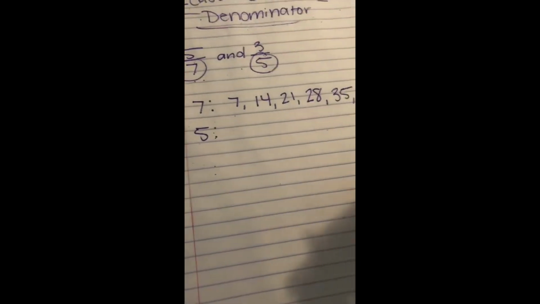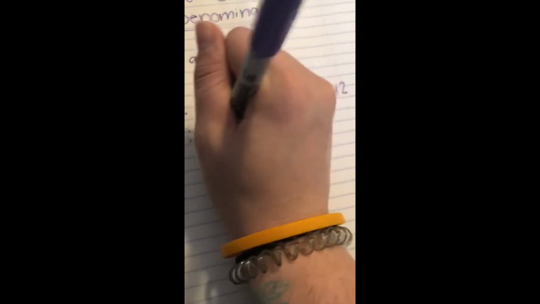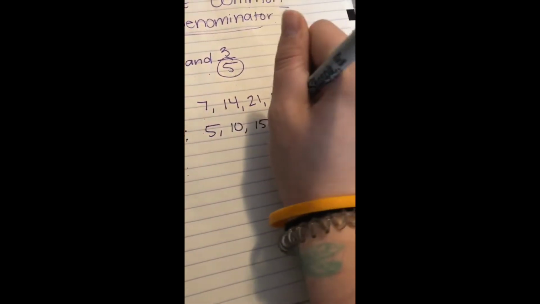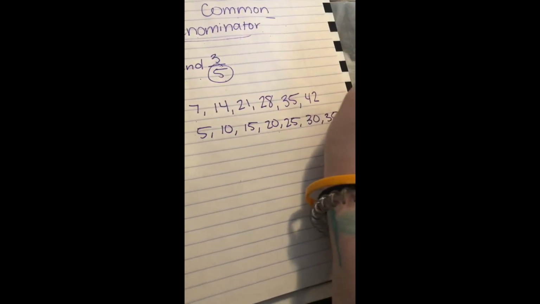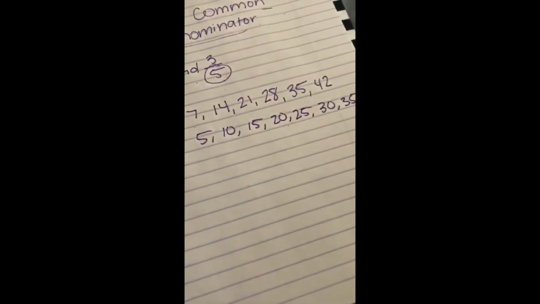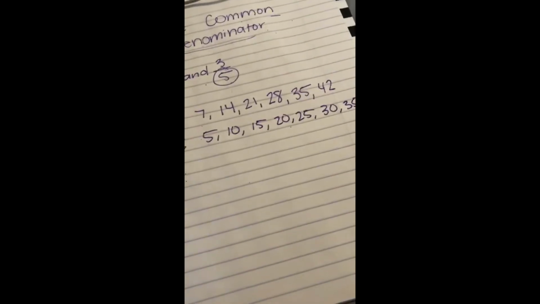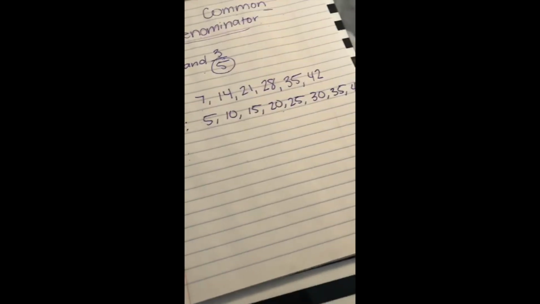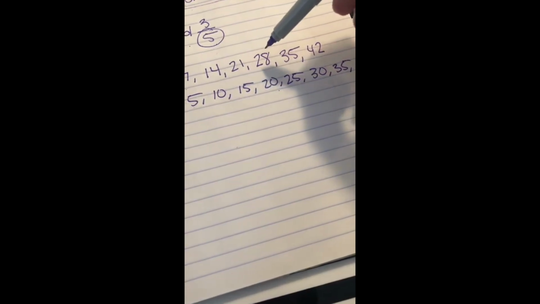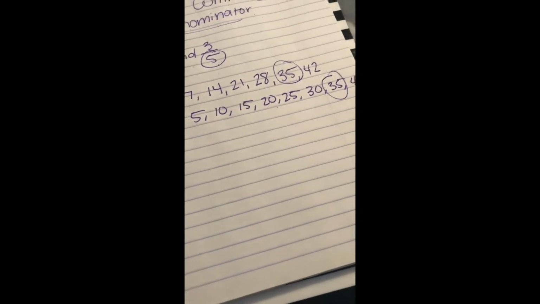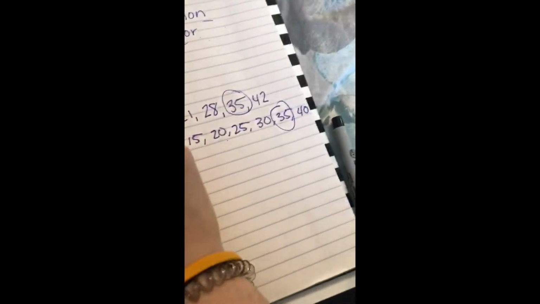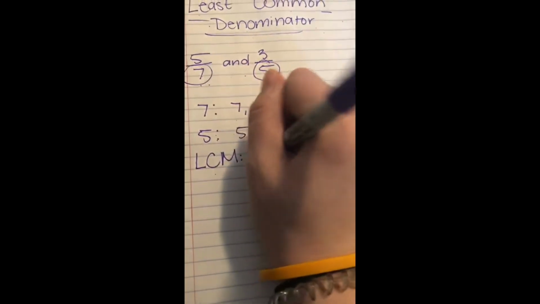Okay, then do the same thing for 5. So I would do 5, 10, 15, 20, 25, 30, 35, 40. Okay? So then I need to look and see which one is the smallest, which is different than greatest common factor, the smallest one they have in common. So if I look, I see they have 35 in common, and that might be the only one I have. So that means that my LCM, or least common multiple, is going to be 35.